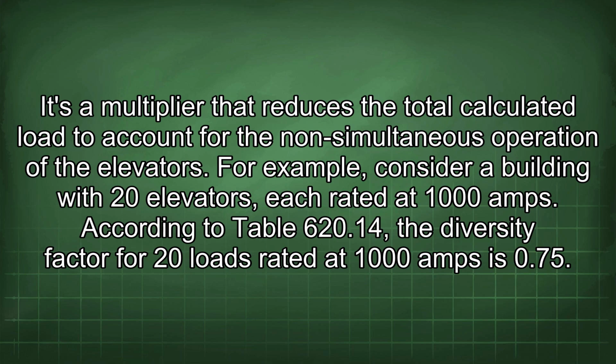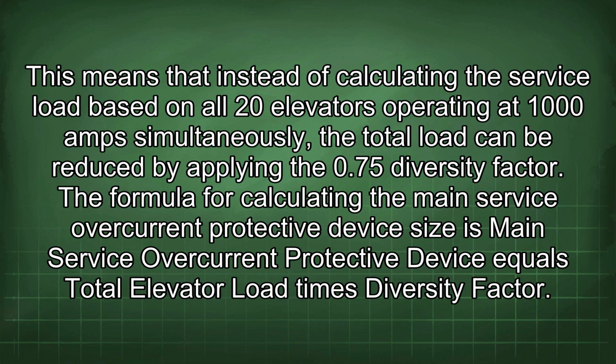For example, consider a building with 20 elevators, each rated at 1000 amps. According to Table 620.14, the diversity factor for 20 loads rated at 1000 amps is 0.75. This means that instead of calculating the service load based on all 20 elevators operating at 1000 amps simultaneously, the total load can be reduced by applying the 0.75 diversity factor.